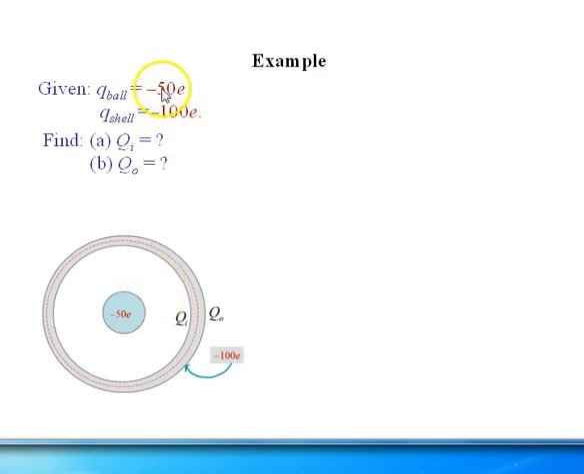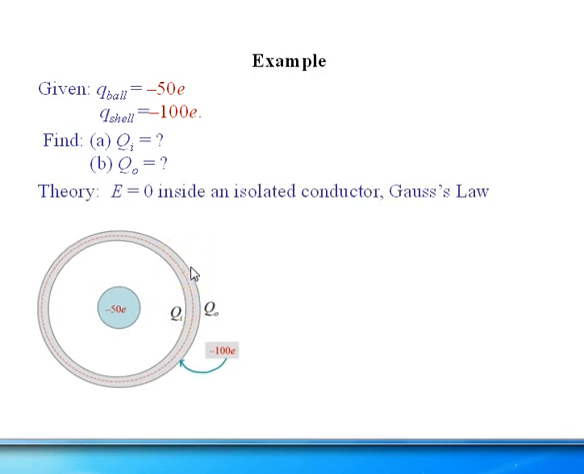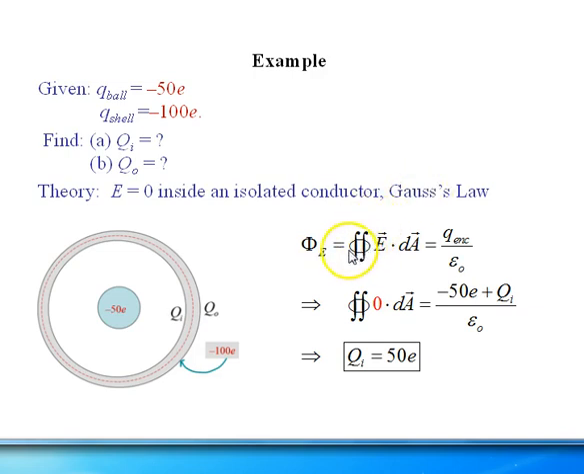We have our givens. We'll define the charge on the ball and the charge on the shell. We want to know what is the charge on the inner surface and what is the charge on the outer surface, and we'll describe that with our diagram. So for our approach, we have to use our theory that our electric field is 0 inside an isolated conductor, and we'll use Gauss's law.